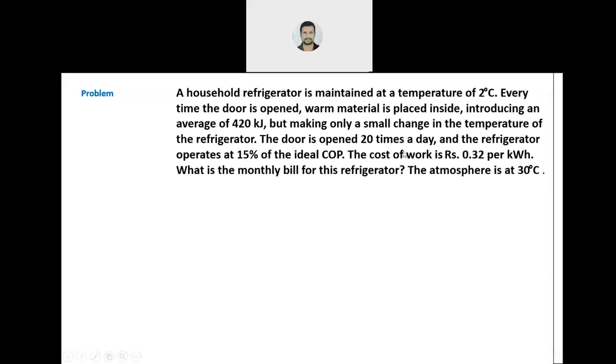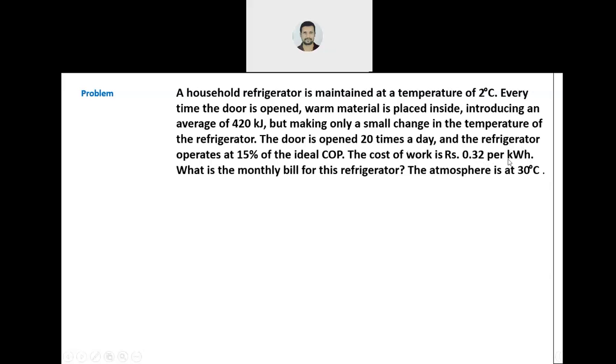Now, the door is opened 20 times a day, meaning you are opening the refrigerator door 20 times in a day. And the refrigerator operates at 15% of the ideal COP. Whatever is the ideal COP, the refrigerator is operating at 15% of it. Cost of work is given as 0.32 rupees per kilowatt hour.